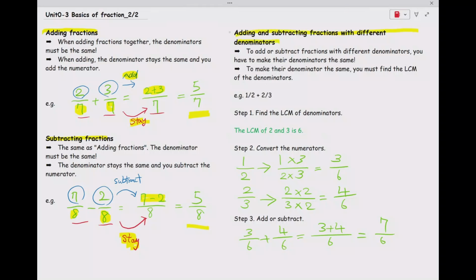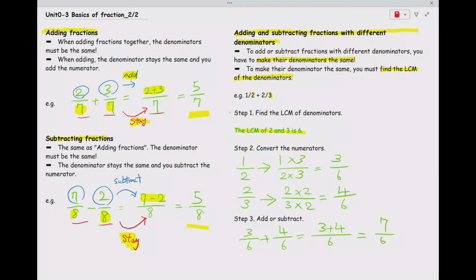There are 3 steps to do this. Follow me closely. Step 1. To add or subtract fractions with different denominators, you have to make their denominators the same first. You can do that by finding the lowest common multiple, also called LCM, of the denominators. For example, to calculate half plus 2/3, firstly, you need to find the LCM of both denominators, which are 2 and 3. Here, the LCM is 6. If you don't know what LCM is, please watch my previous video first before you keep going.